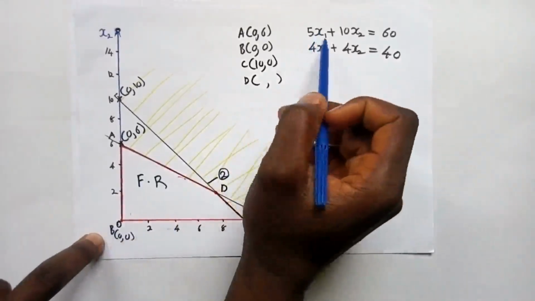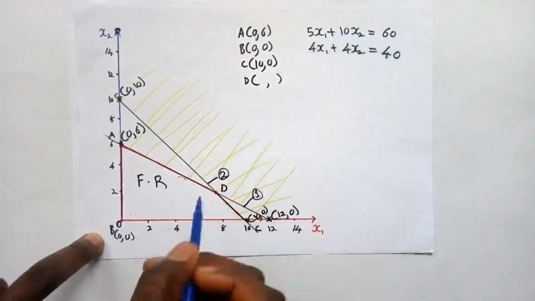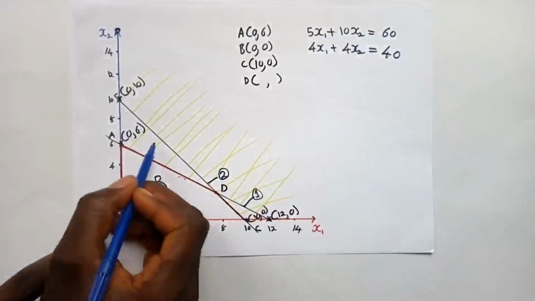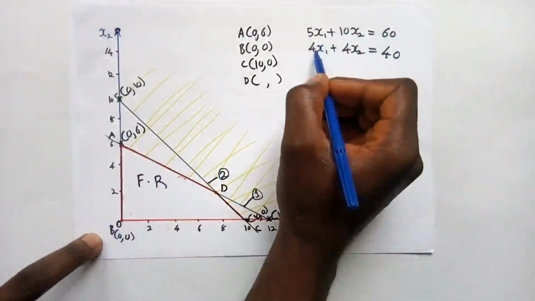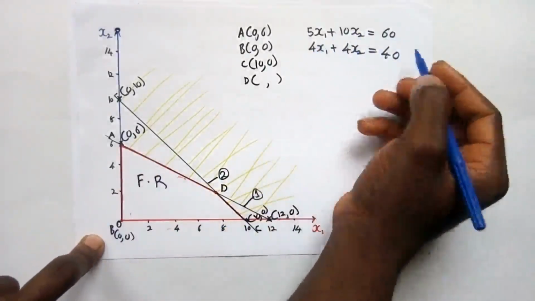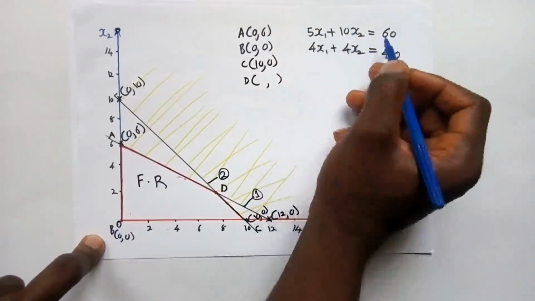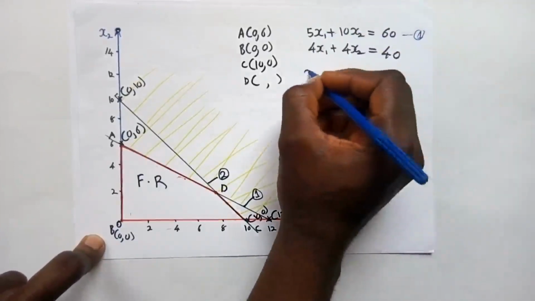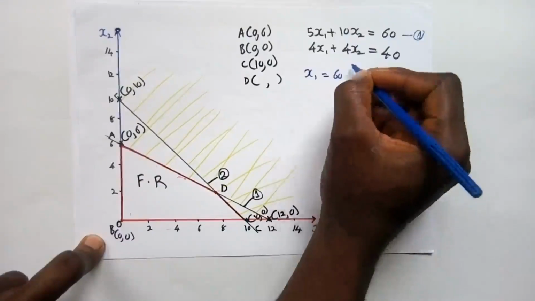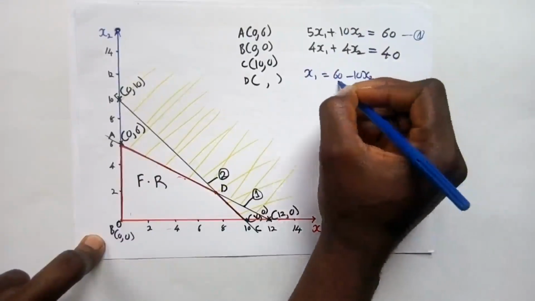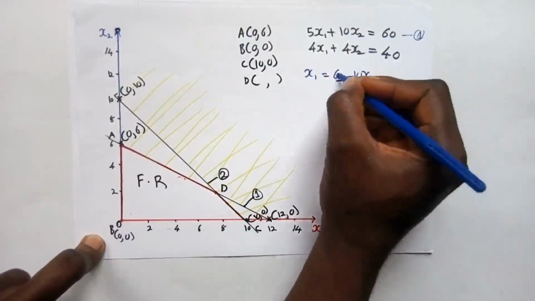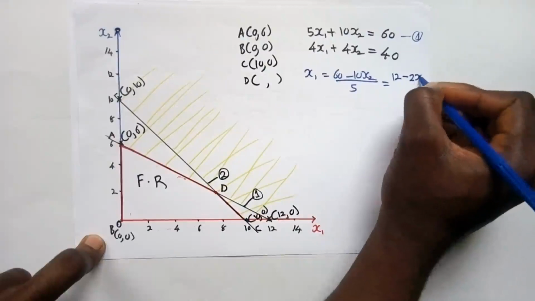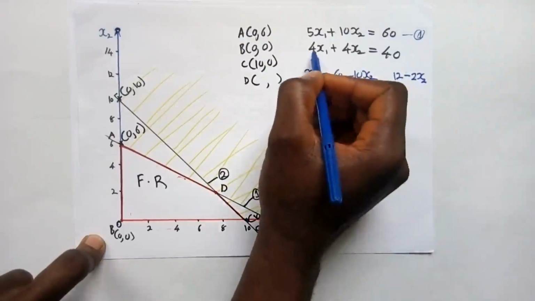So look at the equation for the first constraint. 5s1 plus 10s2 is equal to 60. And look at the second line here. The equation for the second line is 4s1 plus 4s2 is equal to 40. So you want to find s1 and s2 from these two equations. Let's make s1 the subject of the formula in the first constraint. So s1 is equal to 60 minus 10s2 all over 5, which is 60 divided by 5 gives us 12, minus 10 divided by 5 gives us 2s2.